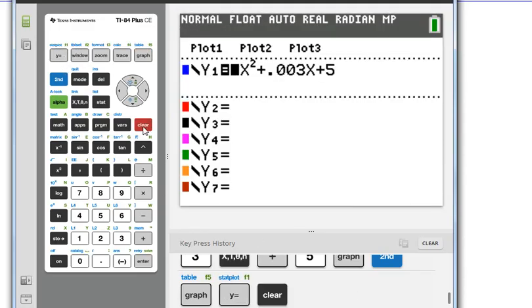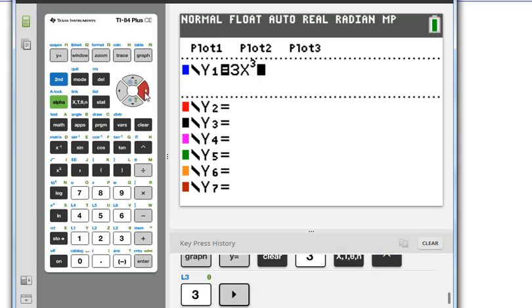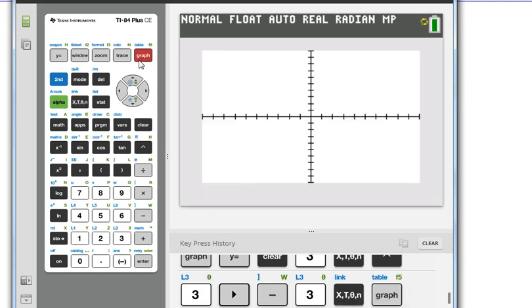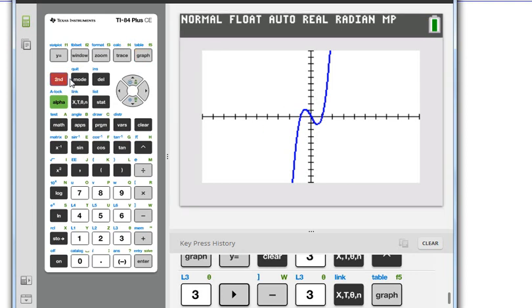We're going to have 3x cubed minus 3x, and see what this looks like. We're going to see, okay, that looks like it is rotational symmetry. Let's go to the table view to be sure.